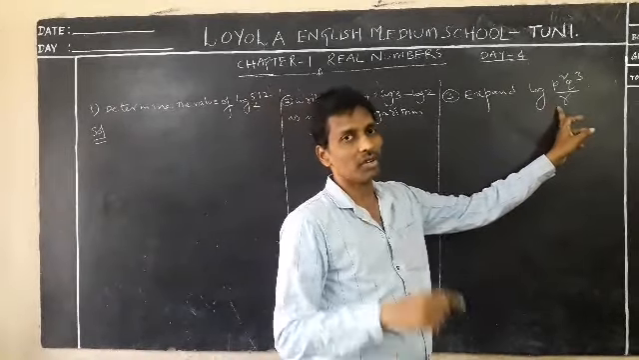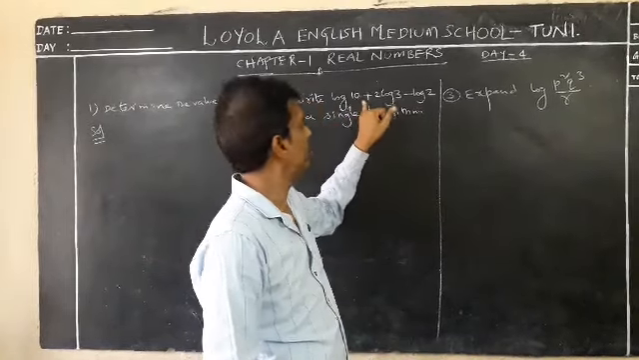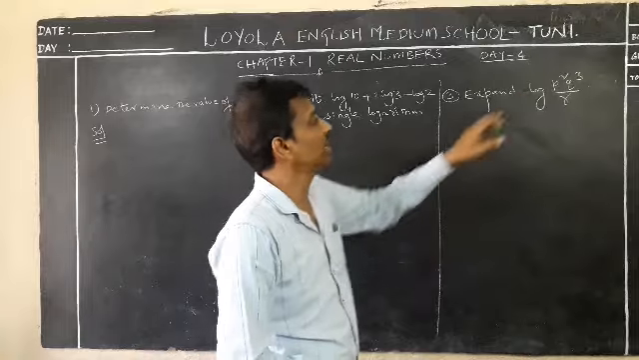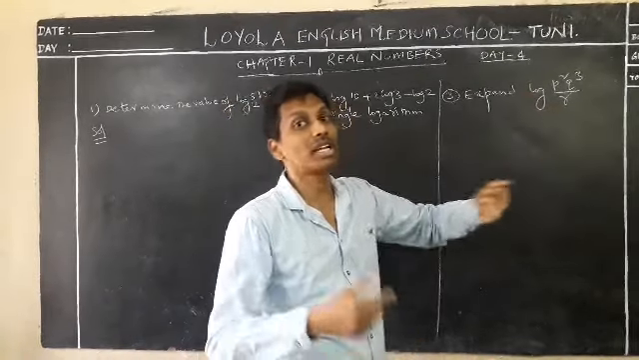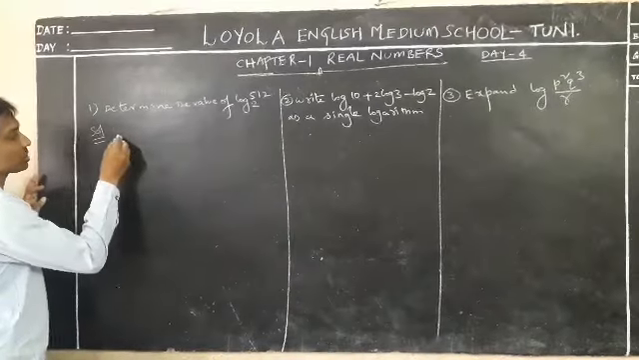And this one we are asking to expand it. This is actually the expanded form. We are asking to write the short form. This short form is given. We are asking to write expanded. Let us see these three solutions.